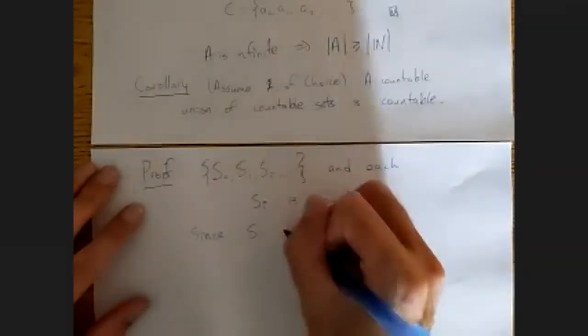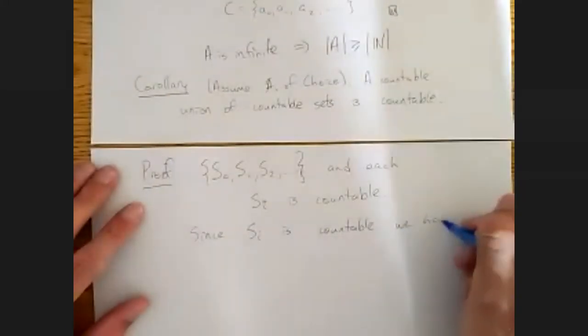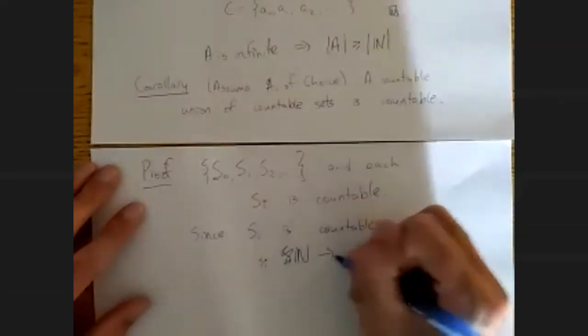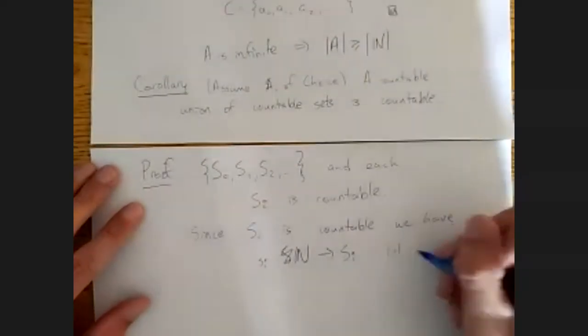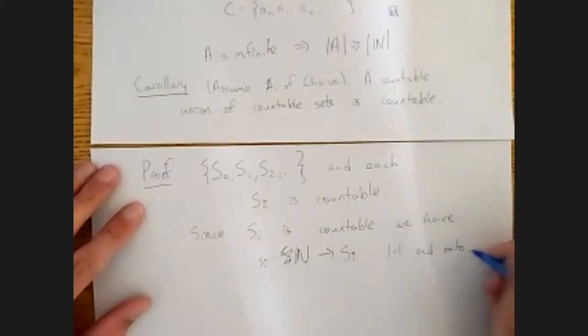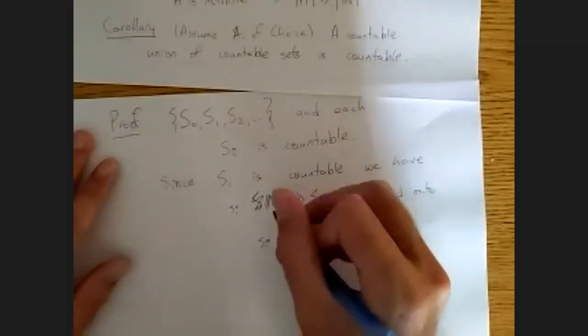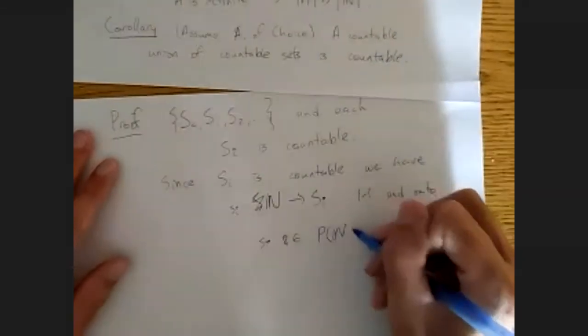Okay, so since S_i is countable, we have little s_i from the natural numbers to S_i, which is 1-to-1 and onto. In other words, this s_i is a subset of N cross S_i, or is an element of the power set of N cross S_i.